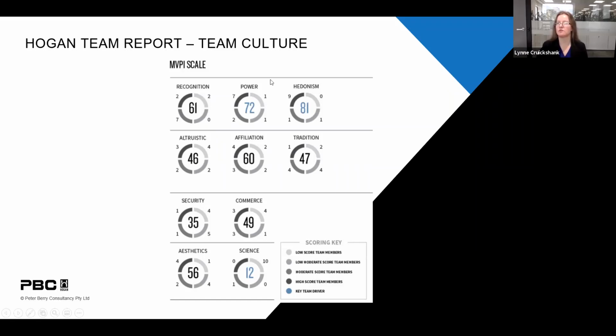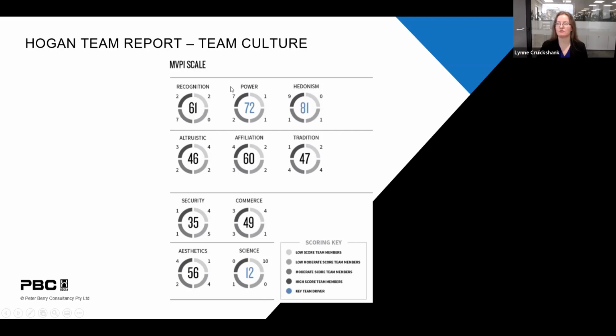So for example, power and hedonism came through as blue because it's quite high for this particular team in terms of the number of people who score quite high on those scales. And then science is also a shared anchor for this team, because a large proportion of them scored low. So a bit different from the team in the other group graph that we saw before.